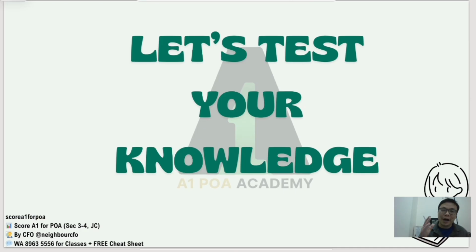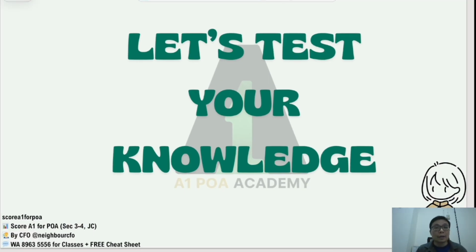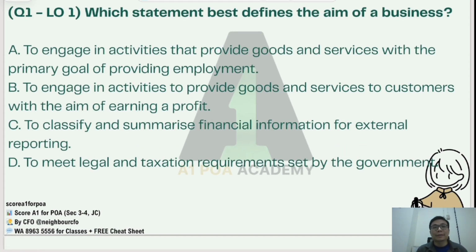These 10 MCQ are split into the respective LOs to test your application of your knowledge on LO1, Introduction to Business, LO2, Purpose of Accounting and Financial Statement, and last but not least, LO3, Rules of Accounting and Accountant. Let us now dive into question number 1. Under LO1, the question asks, which statement best defines the aim of a business? There are 4 choices. Let us now scrutinize line by line.